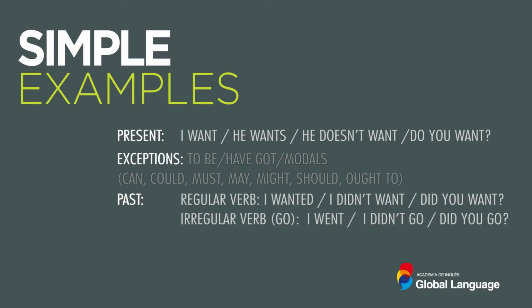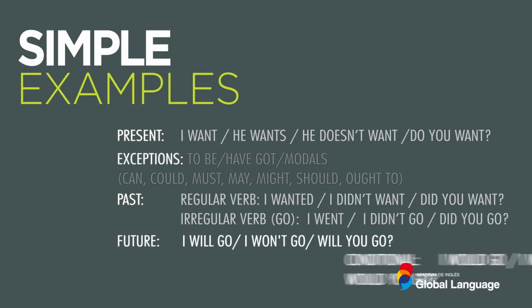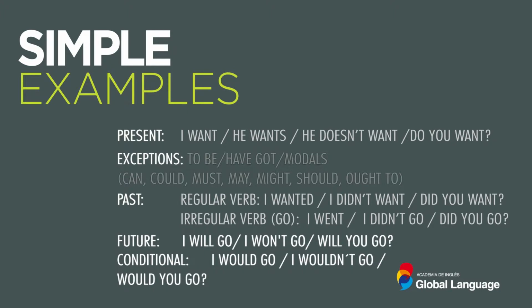Past. Regular verb. I wanted. I didn't want. Did you want? Irregular verb. Go. I went. I didn't go. Did you go? Future. I will go. I won't go. Will you go? Conditional. I would go. I wouldn't go. Would you go?